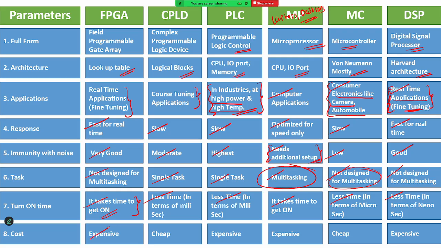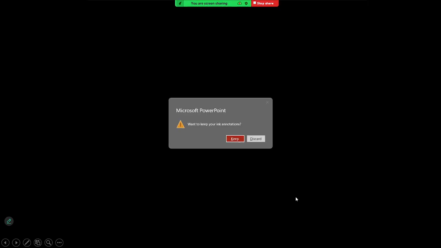Cost: expensive, as more circuitry is required. You need lookup tables, flip flops, and mux. Those are nothing but CLBs, configurable logic blocks. Others are cheap, and some are expensive. Okay, so this is about today's session.